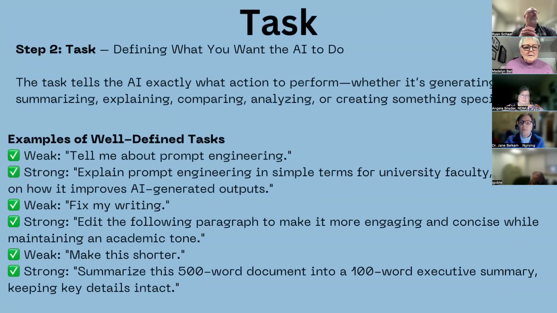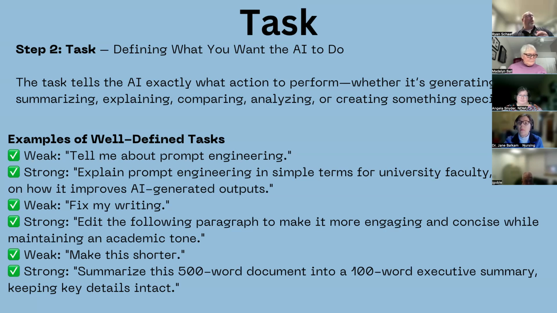Okay, next is the task, defining what you want it to do. The task tells the AI exactly what action to perform, whether it's generating something, summarizing something, comparing, analyzing, creating, whatever you're asking it to do. So a well-defined task ensures the AI produces useful, relevant, and structured responses, reducing vague or off-topic outputs. It reduces ambiguity and assists in a relevant, structured output.